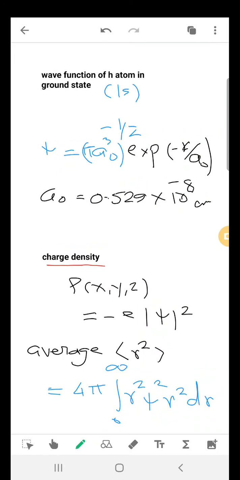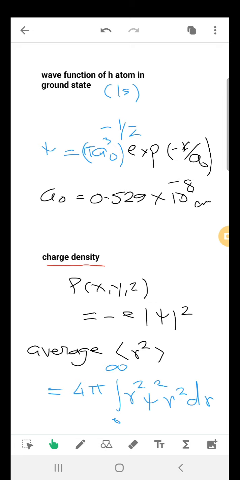Hello students, so continuing some problems on solid state physics. We first start with the problem: if the wave function of the hydrogen atom in the ground state, that is one state, is given in this fashion, what will be the average value of r squared? Here this is the constant that has been given, and the charge density is minus e psi square. So the average of r square comes as 4 pi integral from 0 to infinity of r square psi square r square dr.